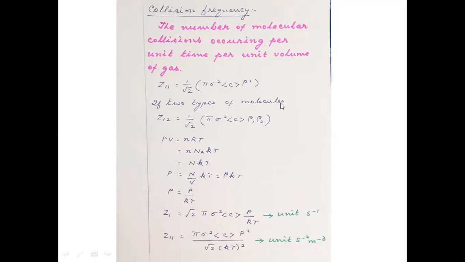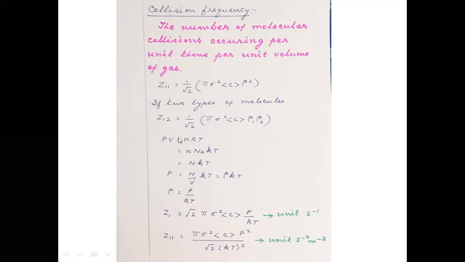If there are 2 types of molecules, what will happen? Type 1, type 2. What is the collision frequency there? It is 1 by root 2 pi sigma square, average velocity, and the number density of type 1 molecules and the number density of type 2 molecules.